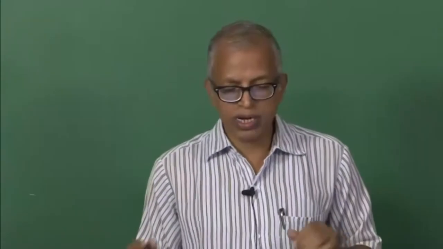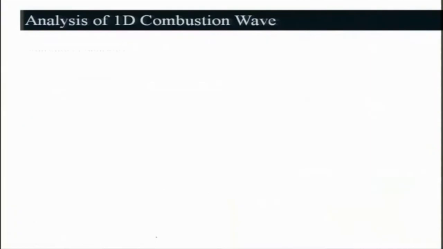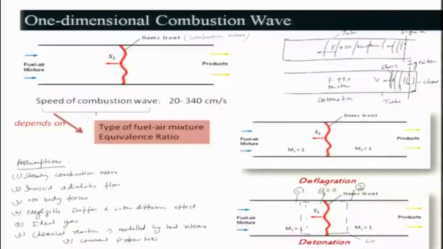So with these assumptions, what do we have to do? We will have to invoke the conservation equations, like continuity. What would it be? Continuity for this one dimensional combustion wave between station 1 and station 2. This is your station 1 and this is station 2, and we are considering in between. So what would it be?